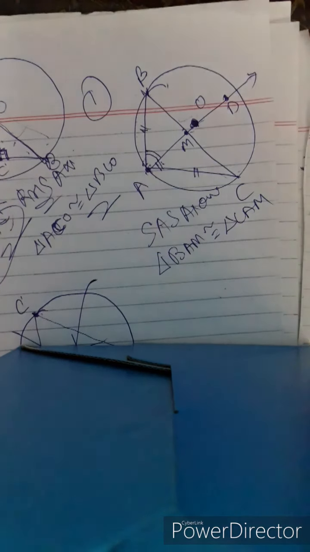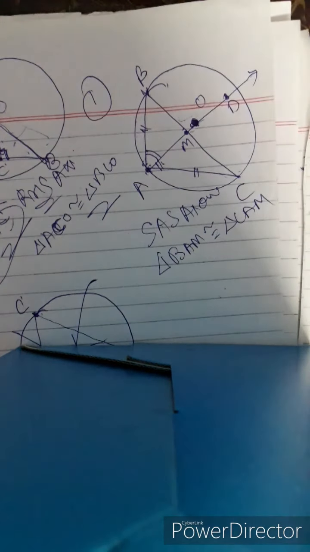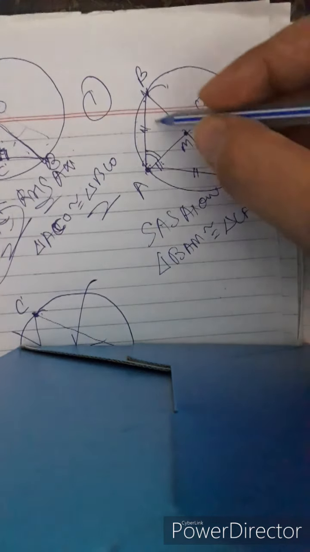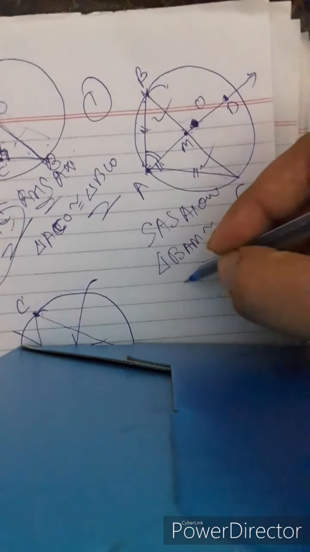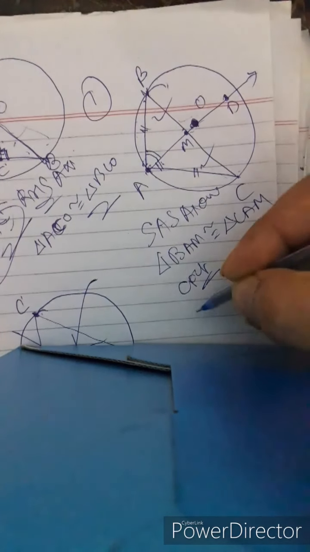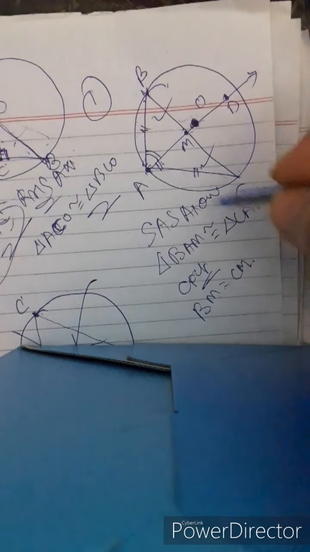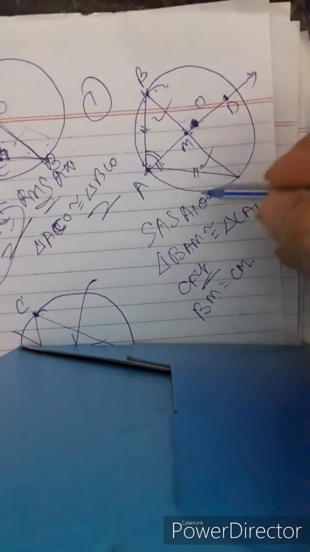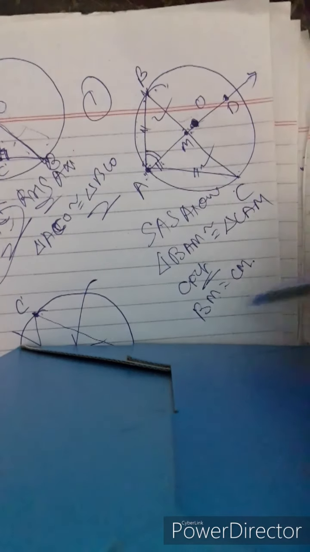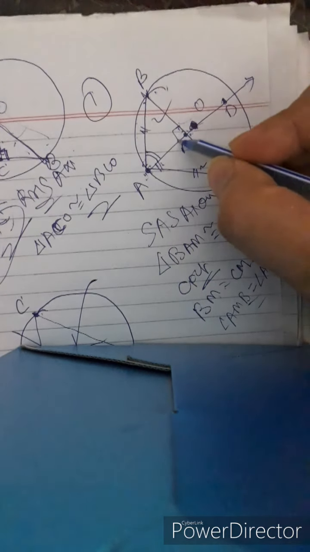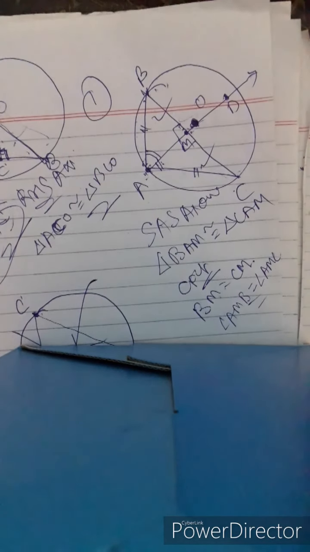After proving the congruency, we get that BM equals CM. We get this equals this. By CPCT, BM equals CM, as well as angle AMB equals angle AMC. This angle equals this angle.